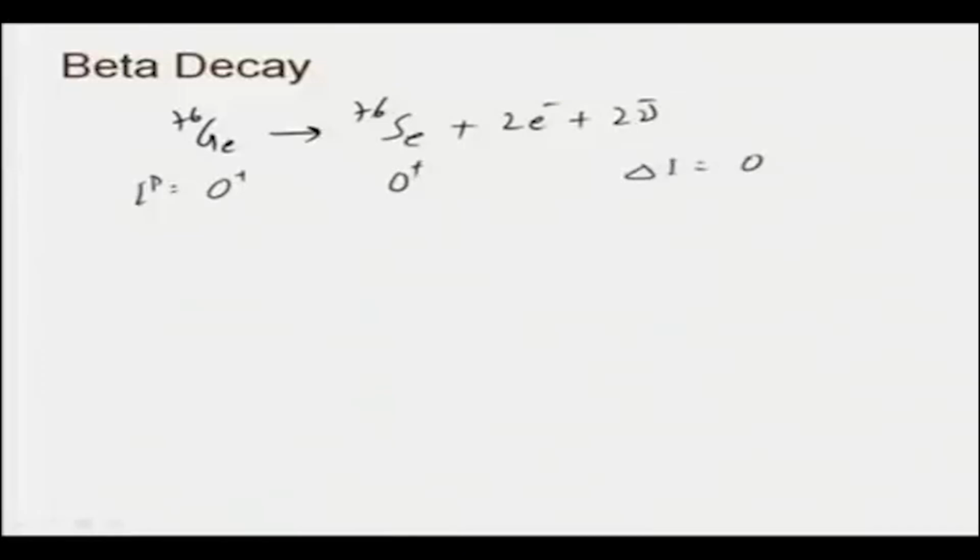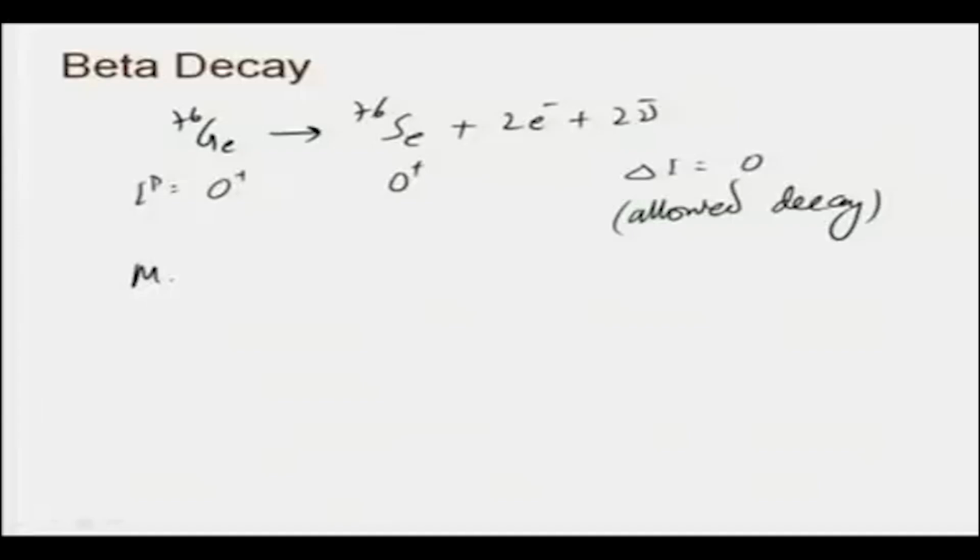But we can again consider the same germanium 76 and ask the question, what about the double beta decay possibility, to Se 76 and 2 electrons plus 2 antineutrinos. Here I P is equal to 0 plus and 0 plus. Well, that is okay, and there is no change in parity. So, it is an allowed decay.